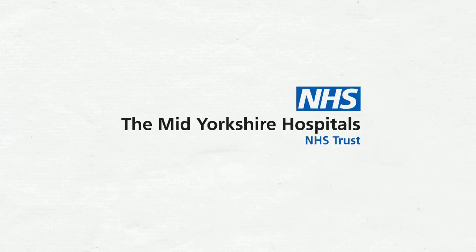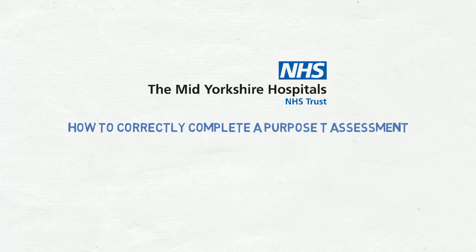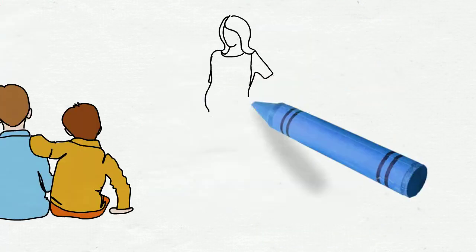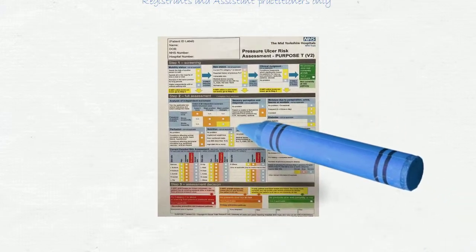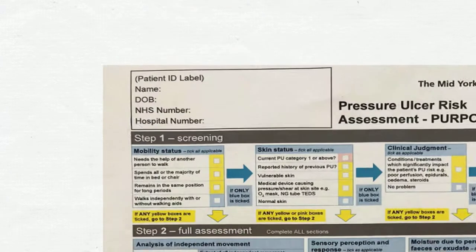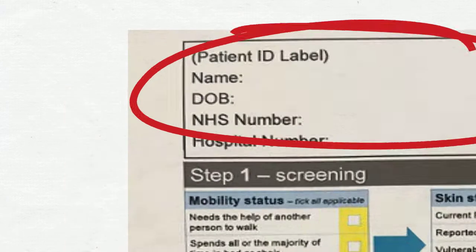The following video will explain the correct process for completion of the Purpose T assessment tool, relevant to adults, paediatrics and maternity. This tool can be completed by registrants and assistant practitioners only. Please ensure the correct patient's details are entered in the top left-hand corner. This can either be handwritten or preferably a patient addressograph sticker can be used.